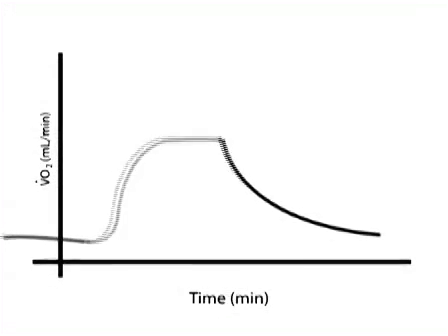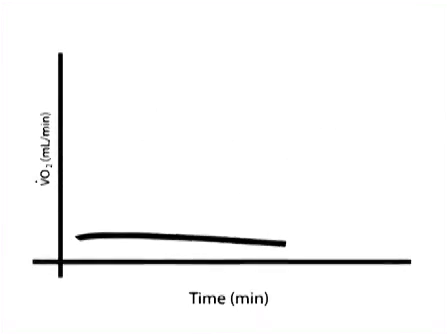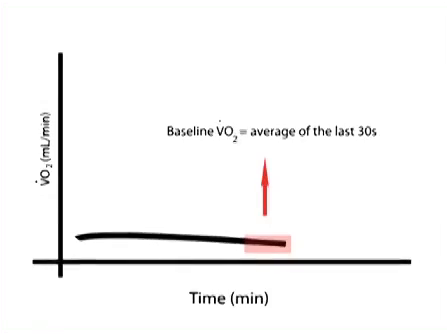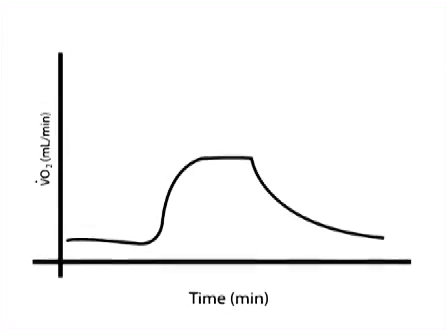To calculate the contribution of the aerobic metabolism to the total energy spent during exercise, determine the baseline or rest value for oxygen consumption. This can be done by calculating the average of the last 30 seconds of the curve. Then, multiply the value obtained by the total time of exercise. For example, if the exercise duration was 5 minutes, multiply the rest oxygen consumption by 5.